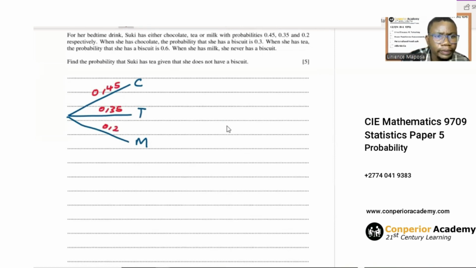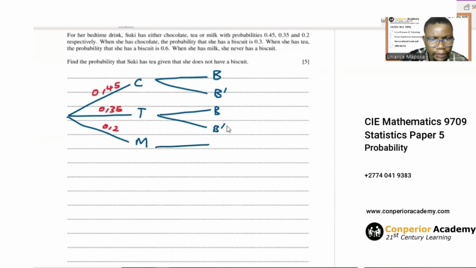When she has chocolate, the probability that she has a biscuit is 0.3. So she may or may not have a biscuit. When she has tea, let me just complete my tree diagram. So biscuit or no biscuit. Or she might have a biscuit or no biscuit. Okay, so let's fill in the probabilities. So the first one is 0.3, meaning this will be 0.7. If she has tea, the probability that she has a biscuit is 0.6, meaning this will be 0.4. When she has milk, she never has a biscuit. So this will be 0, this will be 1.